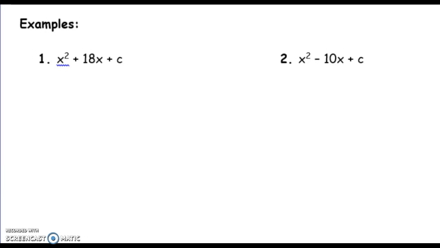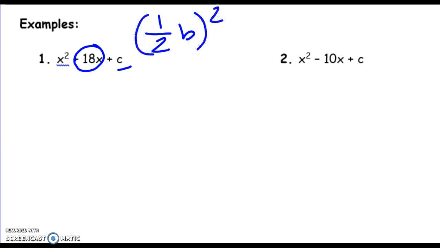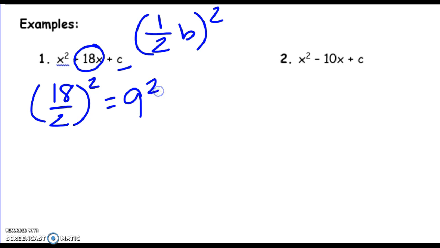In order to do that, basically this c that we have right here is a placeholder. So we're going to find what that c is. Since it's not equal to anything, I don't actually have to find the solutions here. I want to take this b, and I want to do 1/2 of b, that whole thing squared. Half of 18 is 9, squared, which is 81. So my new equation becomes x squared plus 18x plus 81.